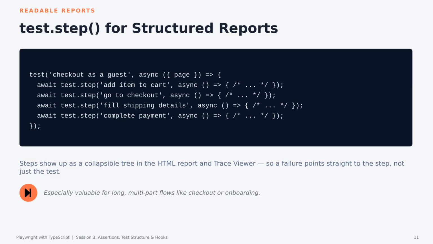Let's look at test.step, which is about making your reports actually readable. Here's the code. Test: checkout as a guest. Inside it, 4 separate test.step calls: add item to cart, go to checkout, fill shipping details, complete payment. These steps show up as a collapsible tree inside the HTML report and inside the trace viewer too. So when something fails, it points you straight at the specific step that broke, rather than just telling you the whole test failed and leaving you to figure out where.